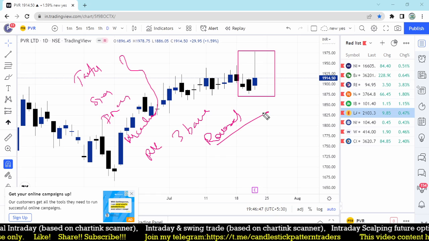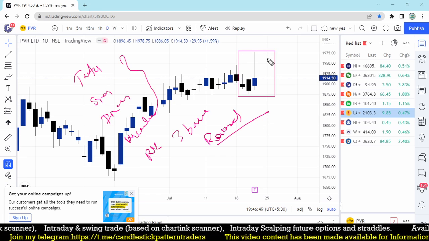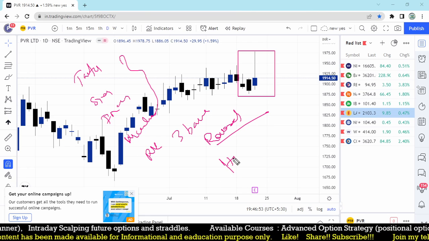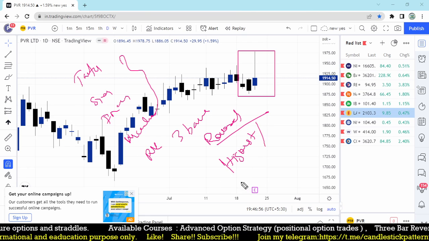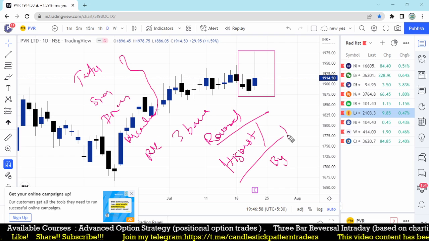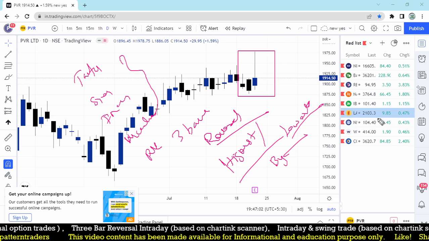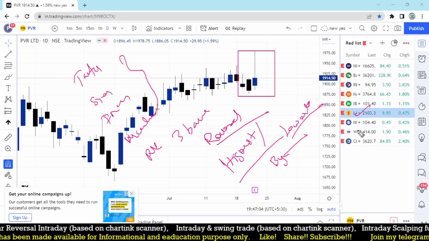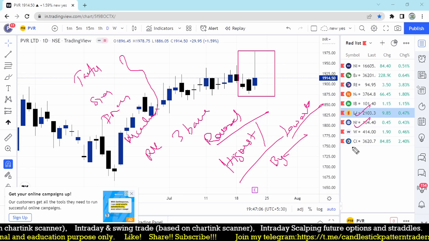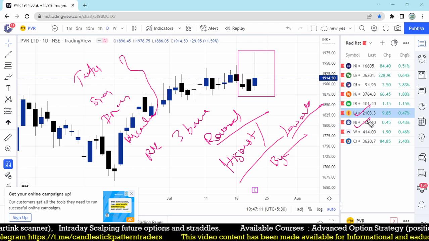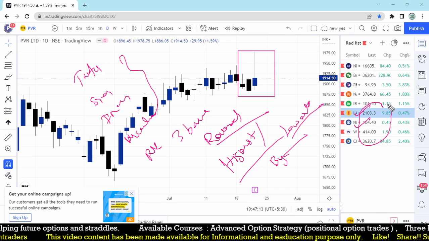But these are happening at the highest level of the day. At the highest, I'm not interested to buy. When it forms at the lowest, I'm going to buy. So the stocks we found recently: one is Lalpath Lab, which is performing well, and Wipro and National Aluminium. Each and everything performed very well.